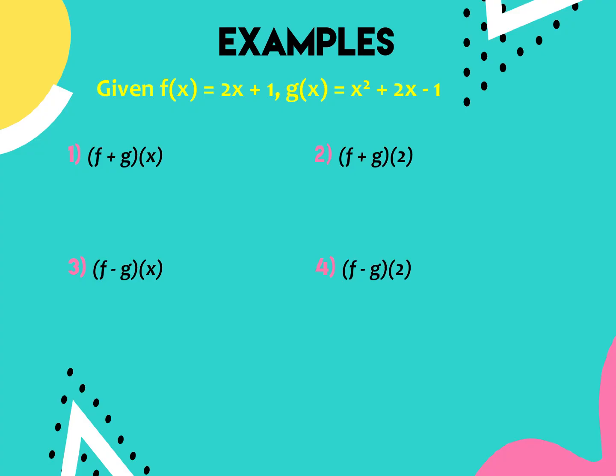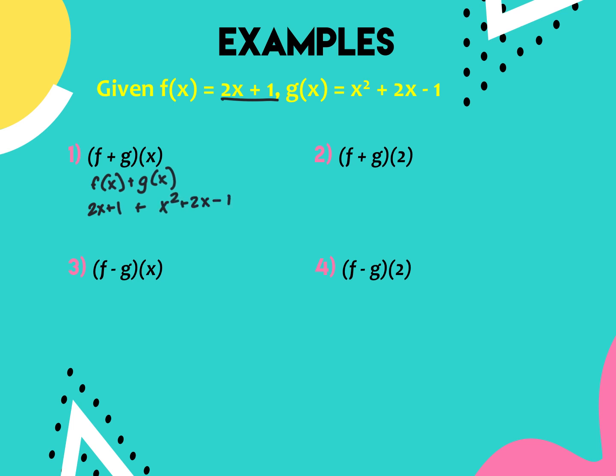So we're just going to come in here and solve these problems. Right now, we're not going to worry about the domain of any of these. We're just going to worry about actually solving them. So if I have f plus g of x, that just means f of x plus g of x. Now notice at the top, we told you f of x is 2x plus 1, and g of x is x squared plus 2x minus 1.